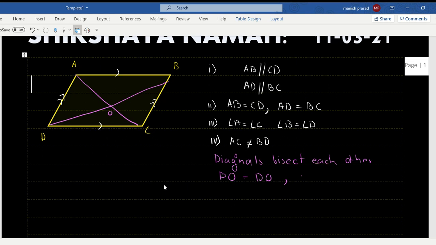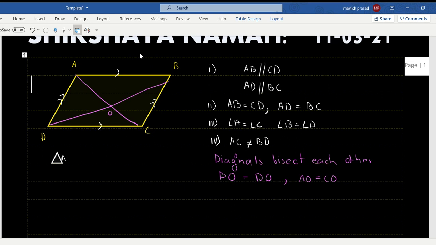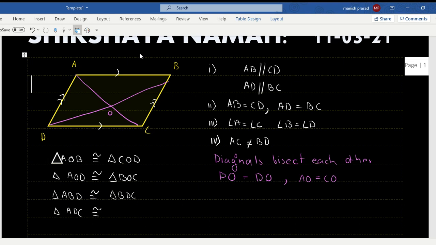Okay, and AO will be equal to what? Exactly. Also, in this diagram, triangle AOB will be congruent to triangle COD and triangle AOD will be congruent to triangle BOC. So you can take these as the congruence properties of a parallelogram. You can also write triangle ABD is congruent to triangle BDC and triangle ADC is congruent to triangle ABC.